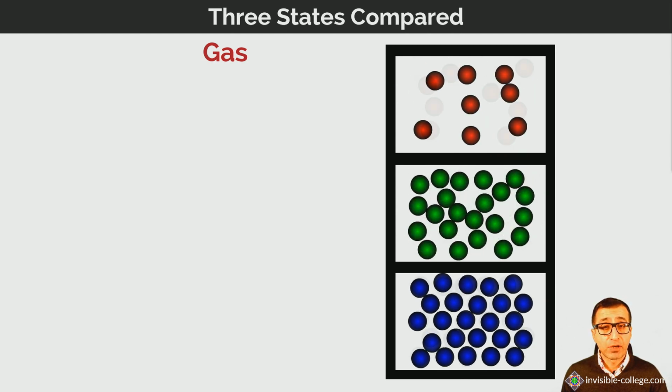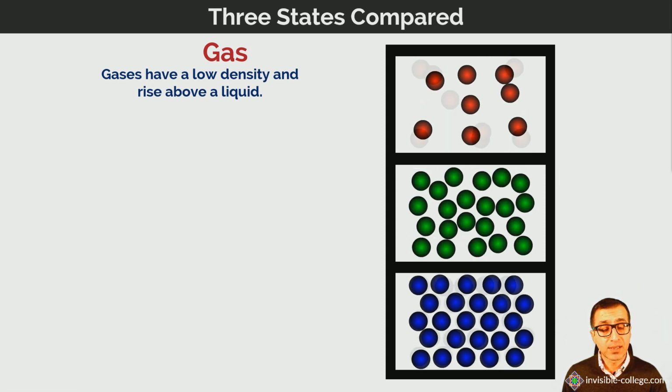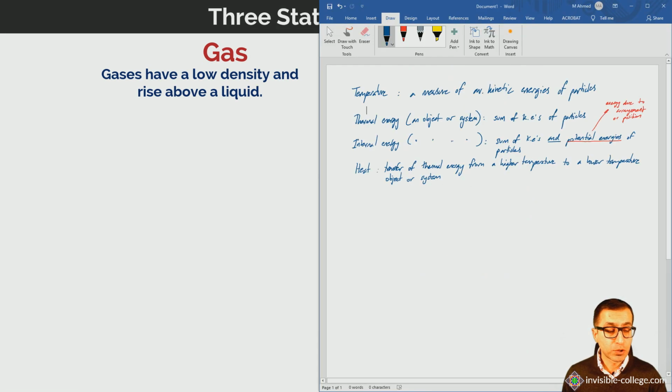So gases typically have a low density. Now the reason for this is that, again, density is defined as the mass per unit of volume. So if we had to give a numerical definition of mass density, we can define density as being the mass divided by the volume. And so if in a solid you have more particles per unit of volume, you will have a higher density.